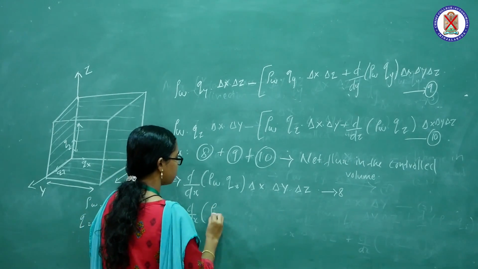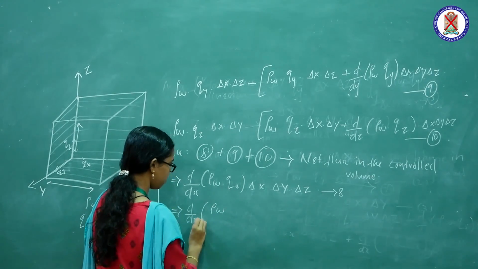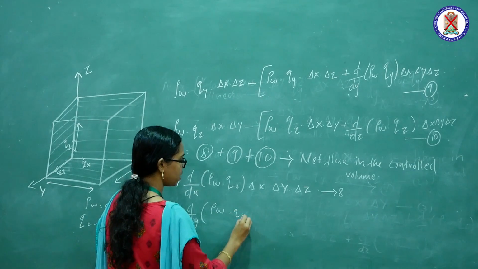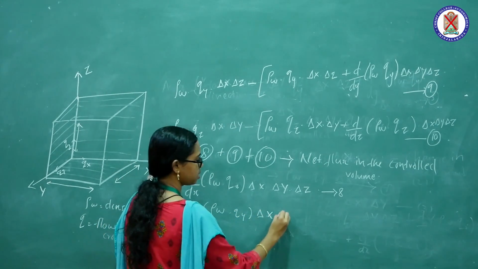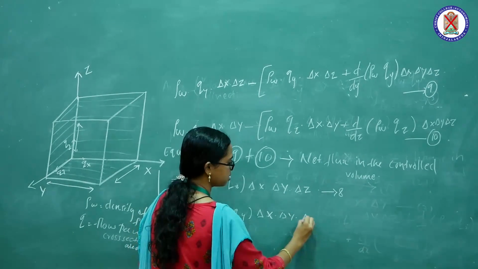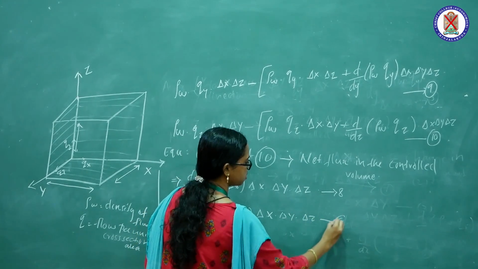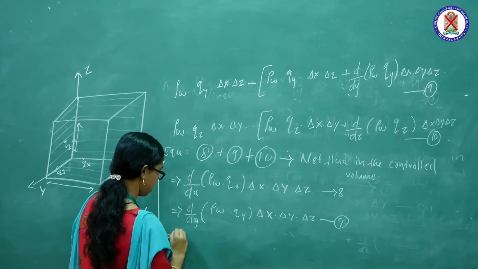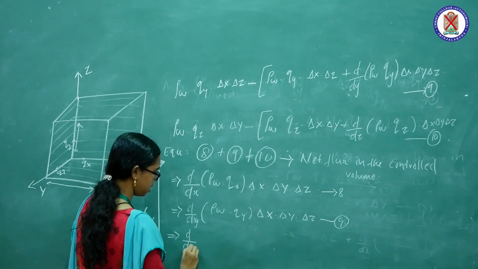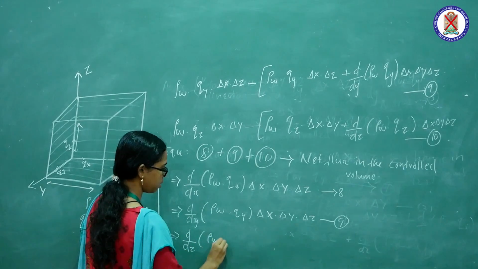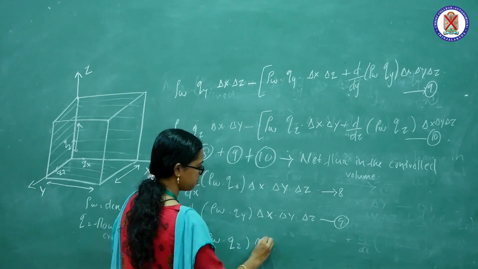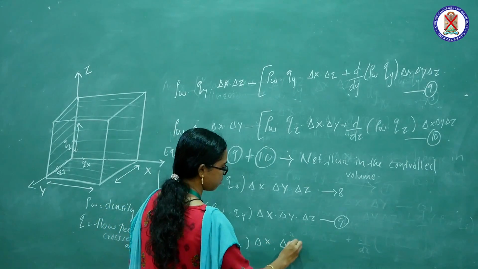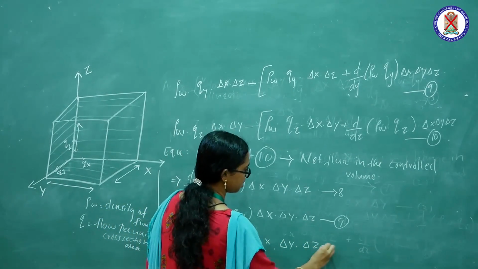and d by dy of rho w into qy into delta x into delta y into delta z, and d by dz of rho w into qz into delta x into delta y into delta z.